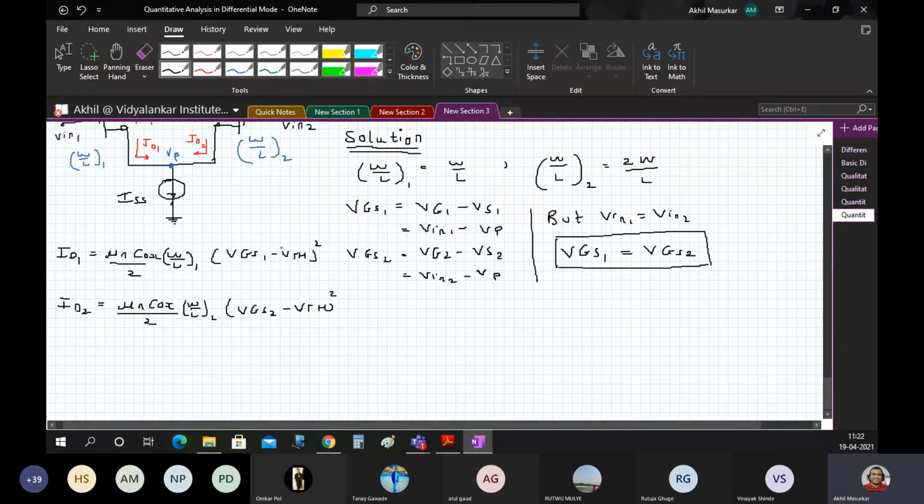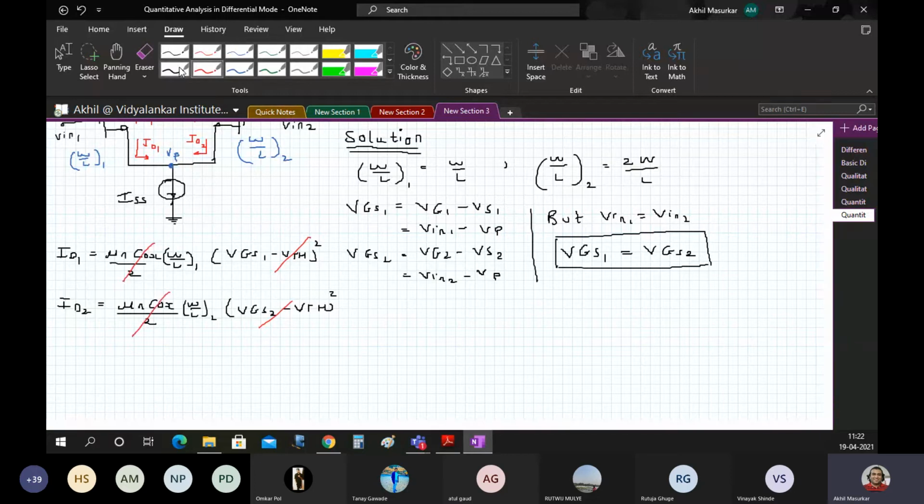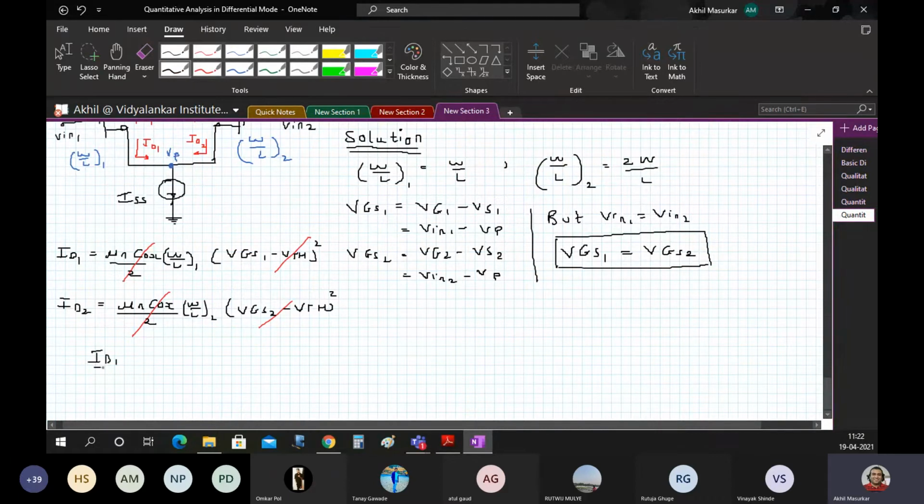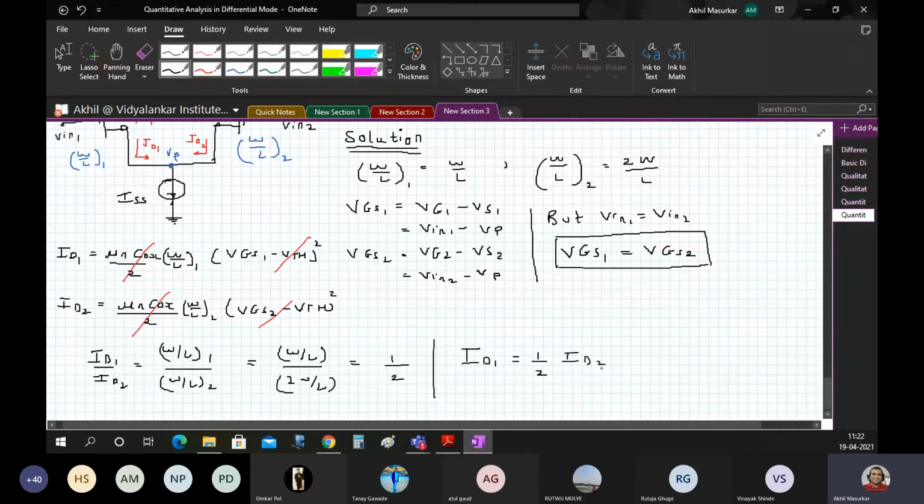If you see VGS1 is equal to VGS2, so these two terms will cancel out. This will also cancel out. Mu n COX by 2, mu n COX by 2 will also cancel. And what we will get here is ID1 upon ID2 is equal to W by L1 upon W by L2, which will be equal to W by L upon twice of W by L. So which is equal to 1 by 2. So we can say ID1 is equal to half of ID2, or alternatively we can say ID2 is twice of ID1.